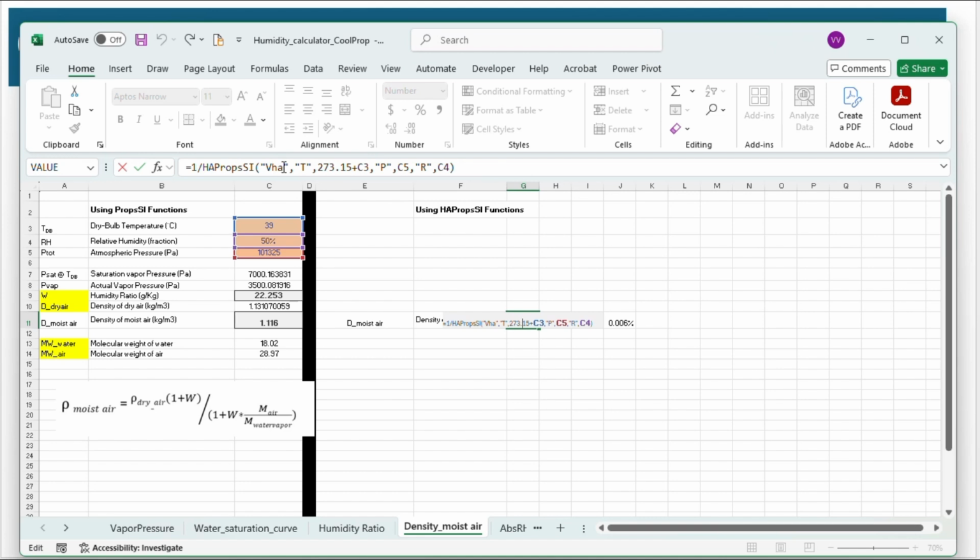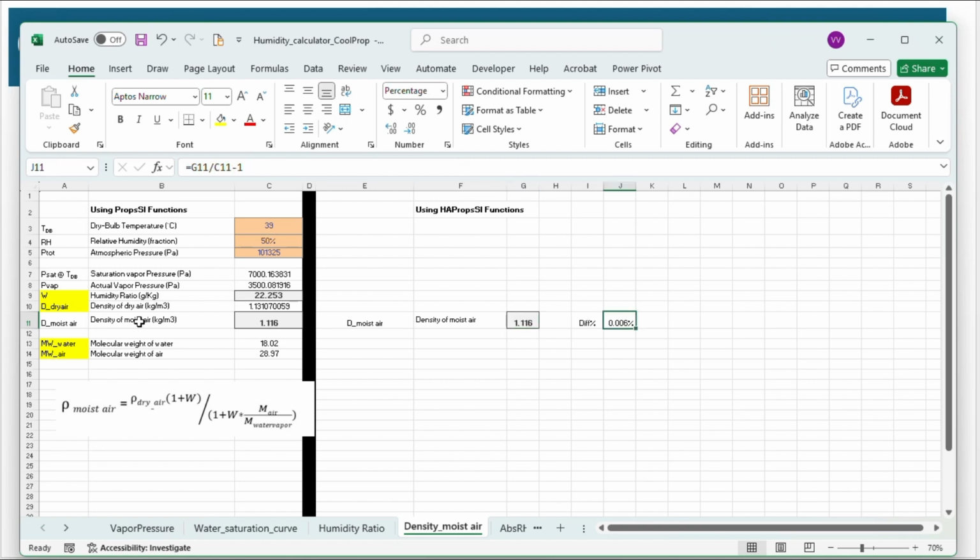So the first thing it calculates here is the specific volume of moisture, which is meter cube per kilogram. You just do a 1 divided by that value to get the density, in kilogram per meter cube. And the difference between these two numbers is not that significant. It's a very small error.